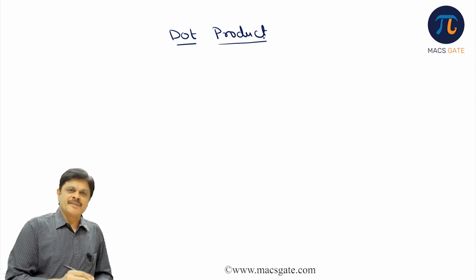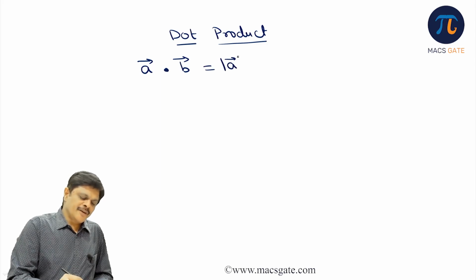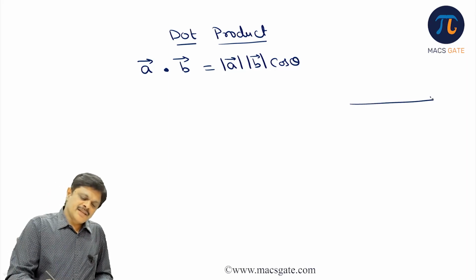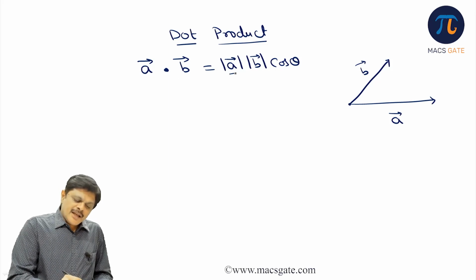First, let us understand the definition of the dot product. Suppose A is a vector and B is another vector. The dot product of these two vectors is defined as the length of A into the length of B multiplied with cos of the angle between the two vectors. See, this is the vector A bar and this is the vector B bar. So the dot product is nothing but the length of A multiplied with the length of B into cos theta.